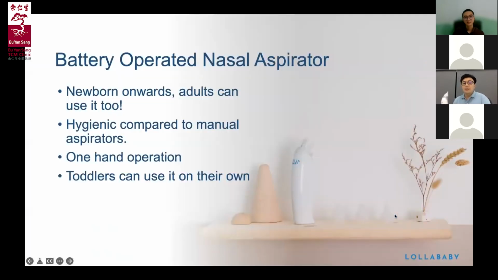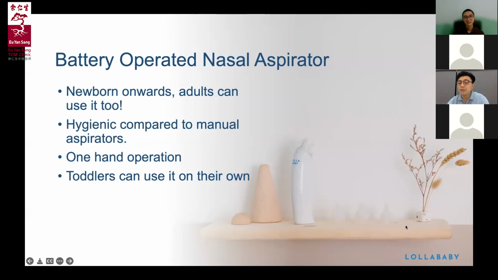Okay, so basically, as I was saying, this aspirator can be used for young babies, newborn onwards. The newborns do not know how to blow their noses. So in order to help them with breathing when they have flu, the nasal aspirator will help to suck out the mucus of the child, right?